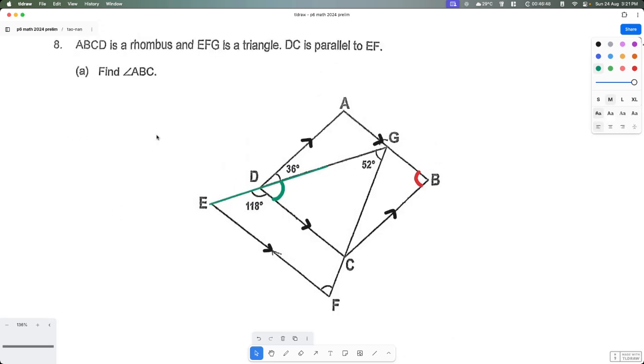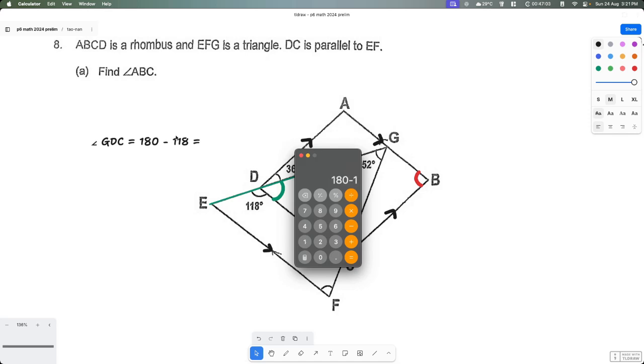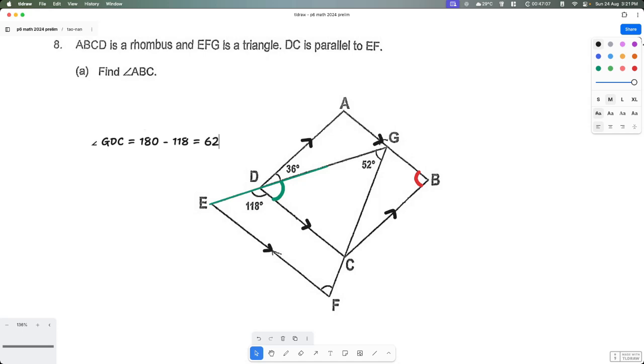Okay, so let's do that. So angle GDC is equal to 180 minus 118, right? Okay, let's use a calculator. 180 minus 118, and this will become 62 degrees. So now we know that this green color over here is 62 degrees, right?